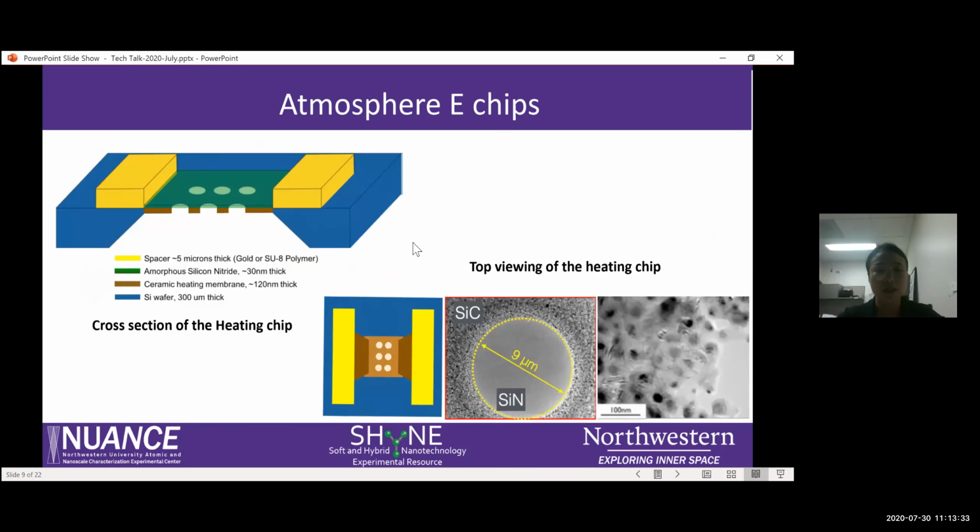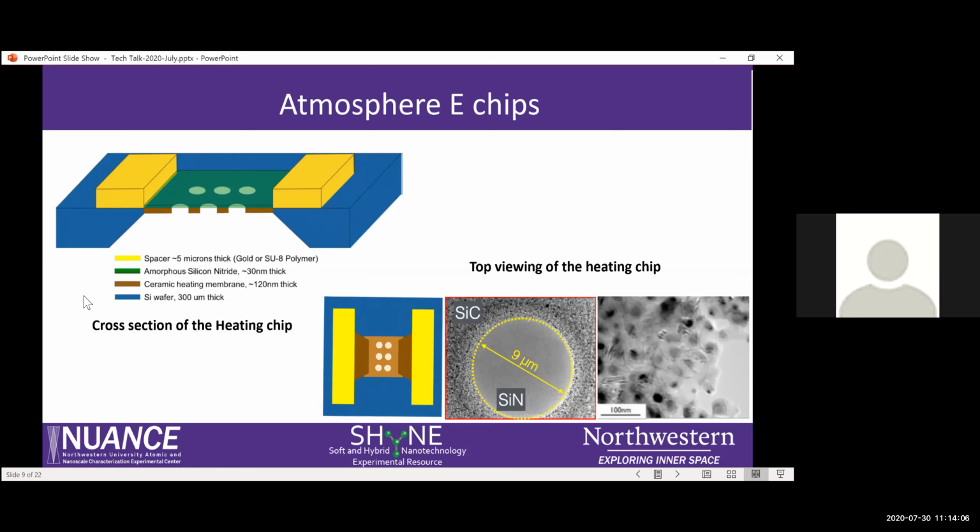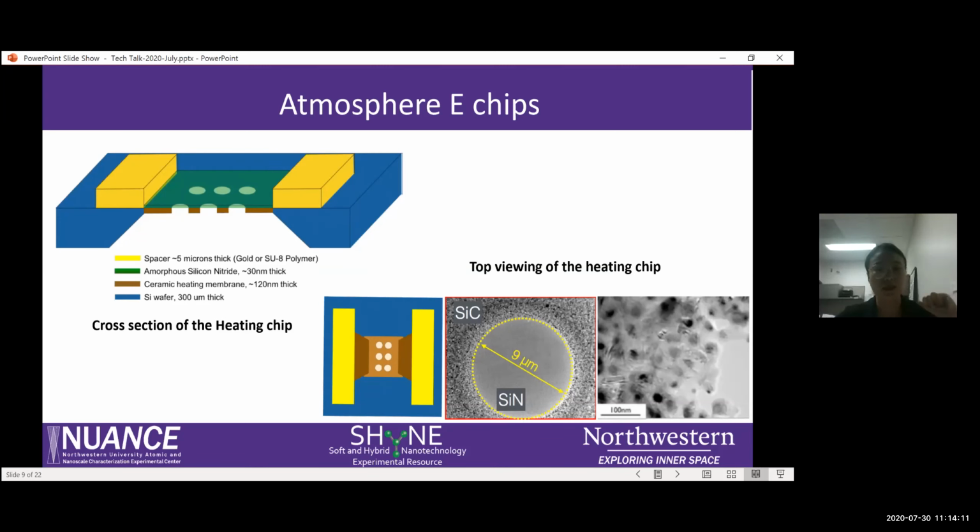So this is our schematic of how the heating membrane, or how the E-chip, looks like. For both of the two chips, there are some silicon nitride membranes on the silicon wafer. The spacer of these gas chips is fixed at 5 micron thick. Not like the liquid, where the thickness will affect the resolution dramatically, for gas, we know that it's very light. Even if we have 5 micron thick, the effect on the resolution is very minor.